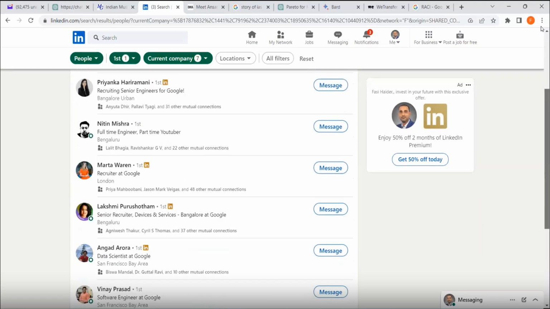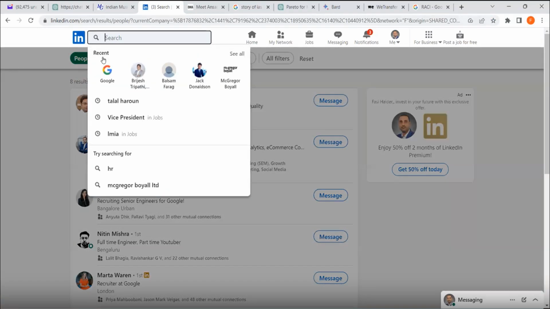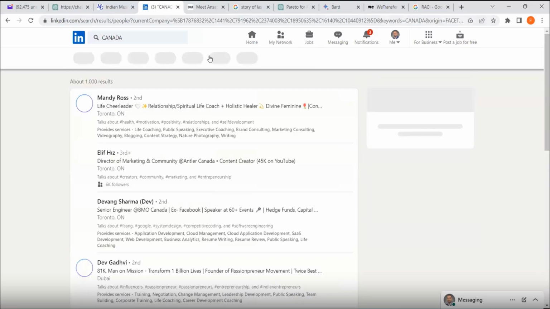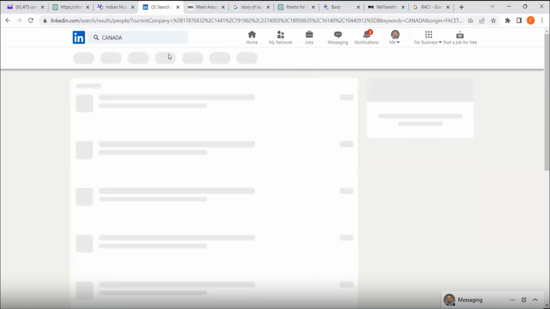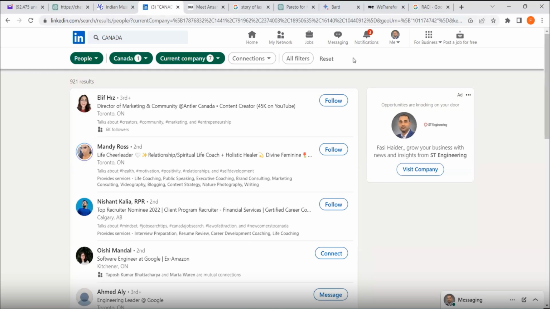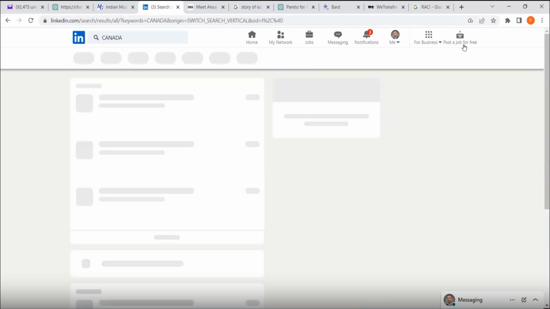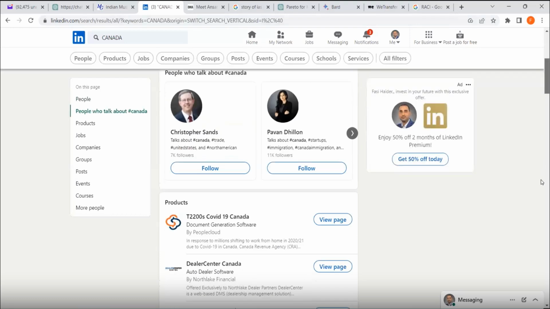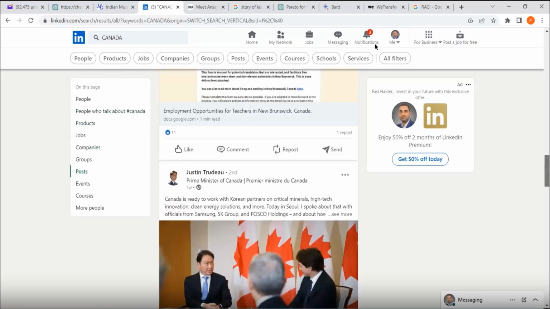So you know what happens? Whenever you are looking for some opportunity or any location, you have to know how to use the location filter. So you find hundreds of people. Whichever area you are looking for, you can always be connected like that. So it's a good thing.